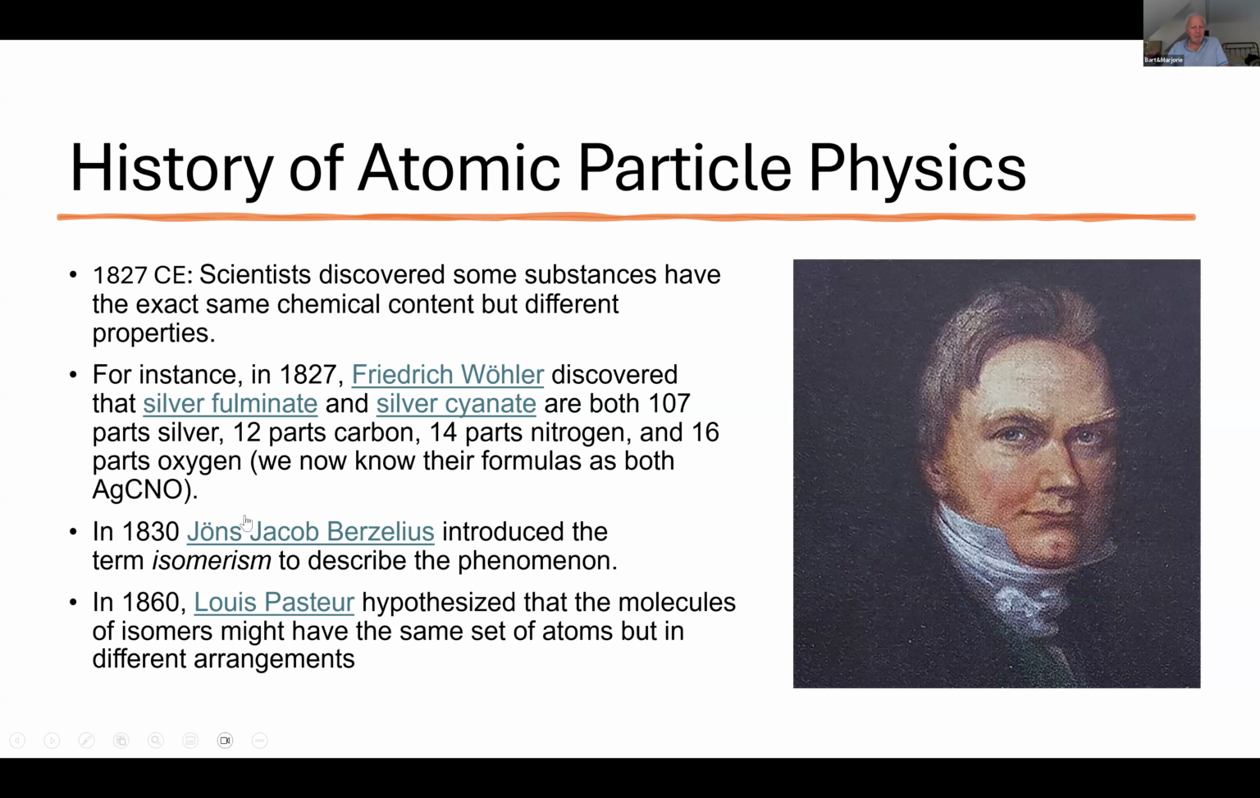And their chemical formulas are the same, but there's something different about these two things when you actually look at them. So Louis Pasteur hypothesized that these molecules of isomers might have the same set of atoms, but they might be arranged or interconnected differently. That's in fact what happened, what we now agree.